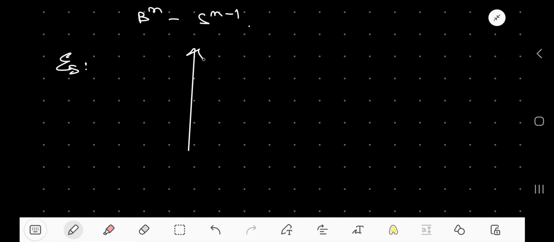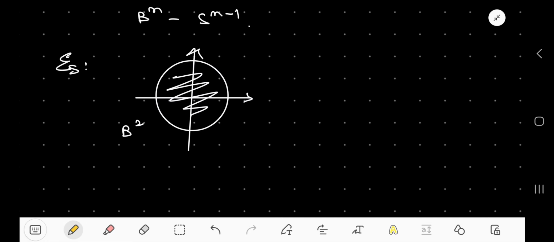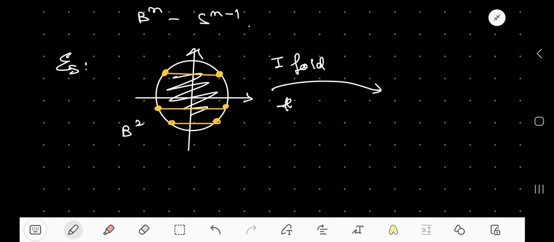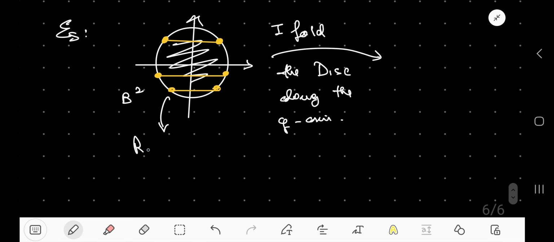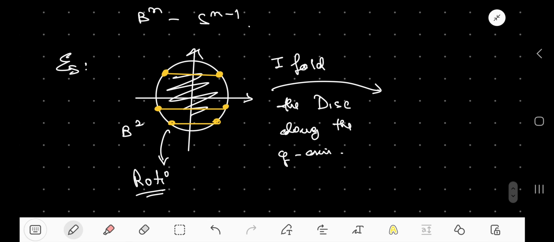So what I do is I start with a two dimensional ball. Okay, I start with B2. There are things inside, and what I want to do is squeeze down its boundary, right. So typically I want to identify this point with this point, this point with this point, and this point with this point, and what is the best way to do so? I fold the disc along the y axis. A better way to understand is that you can think of this as a roti, and I am trying to convert it into a taco, right.